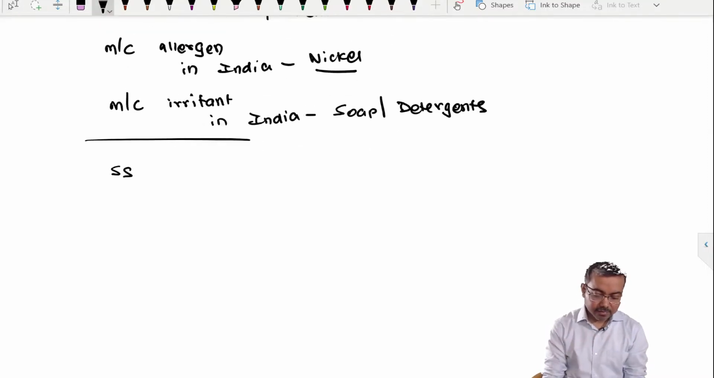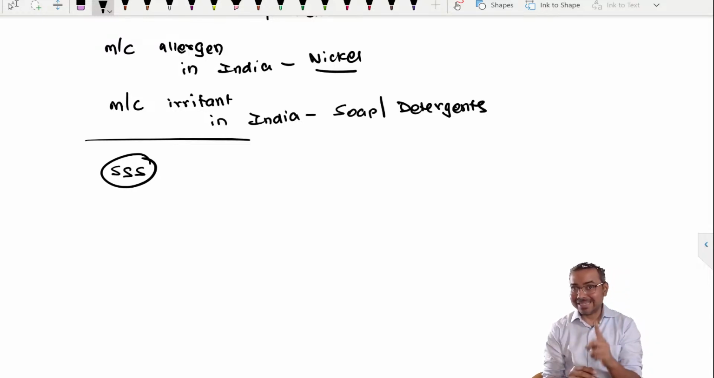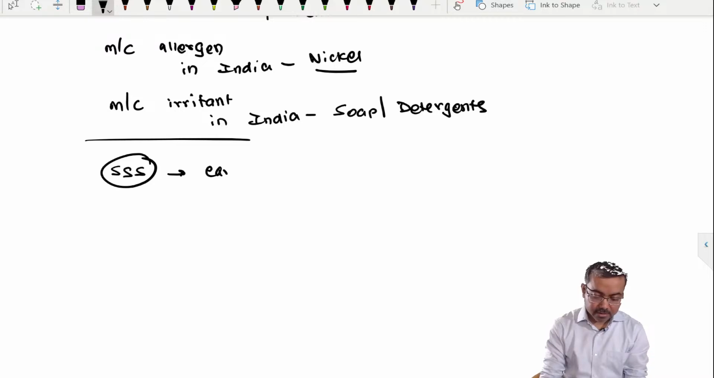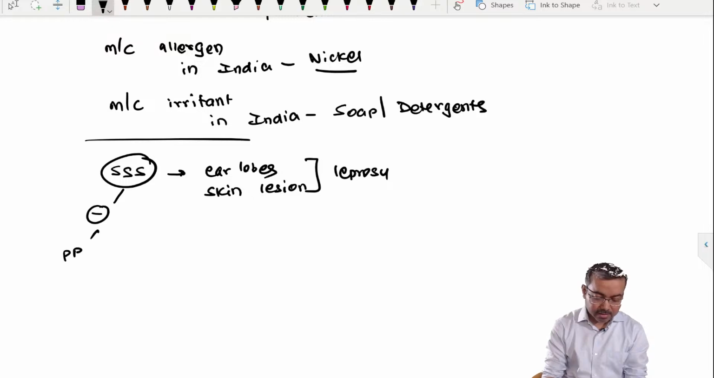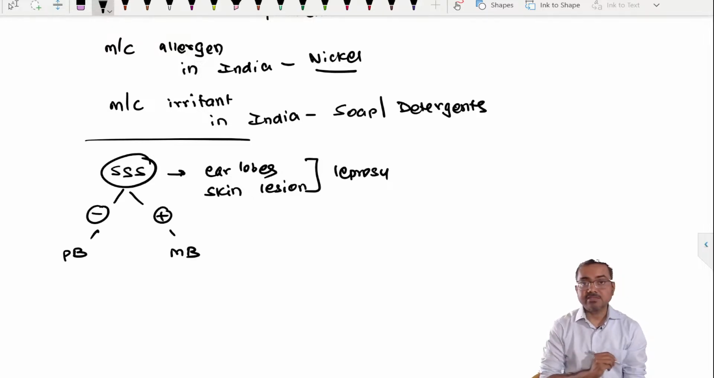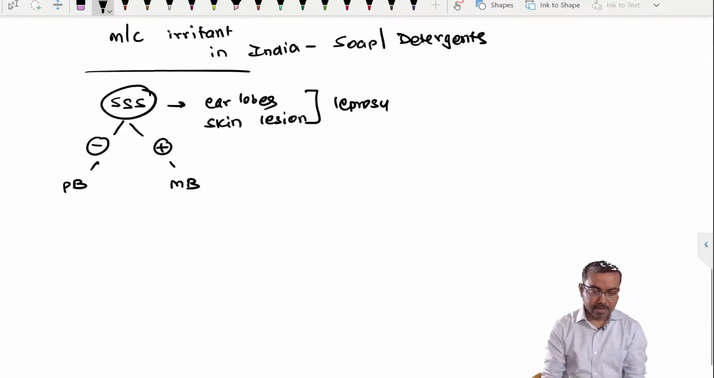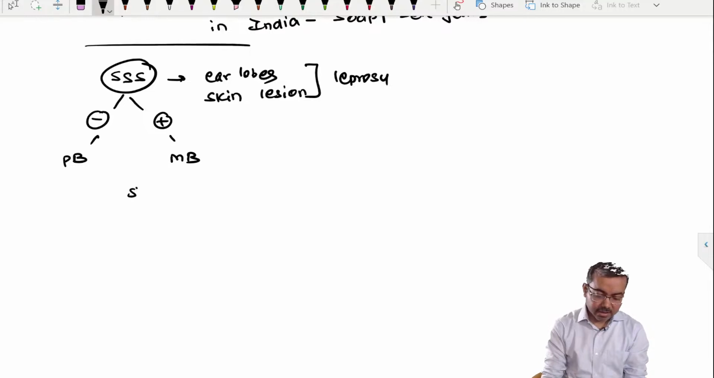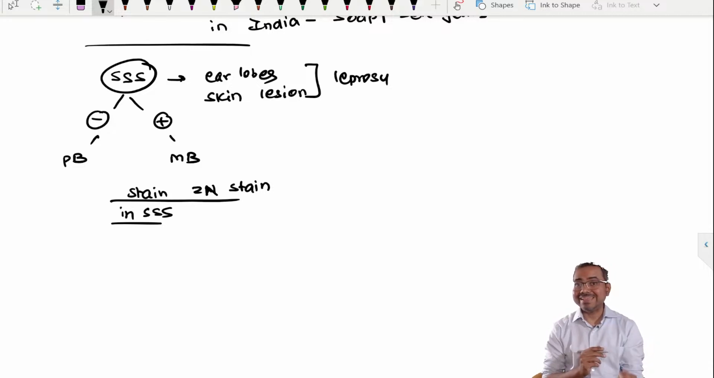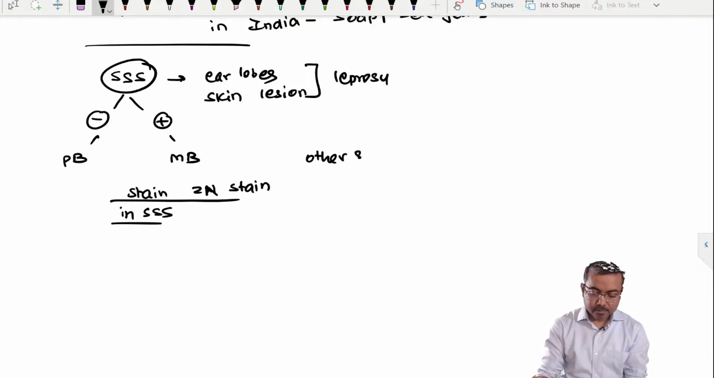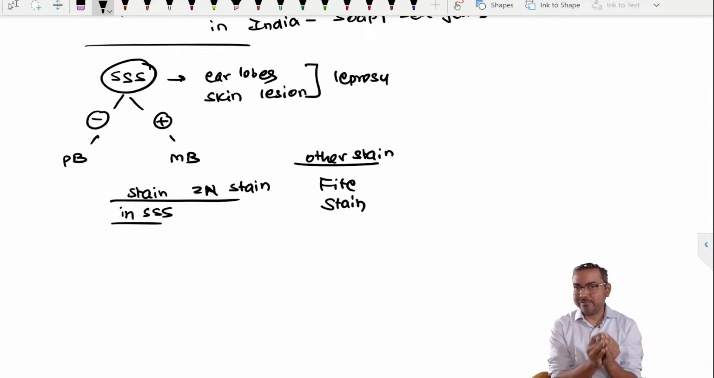Now the second test that we saw in the chart was slit skin smear, SSS. Always remember SSS is taken from the ear lobes and the skin lesions, and typically we do it for leprosy. It's negative in paucibacillary leprosy and positive in multibacillary leprosy. The stain used is the Ziehl-Neelsen stain. What are the other stains for leprosy? Remember the Fite stain, FITE.